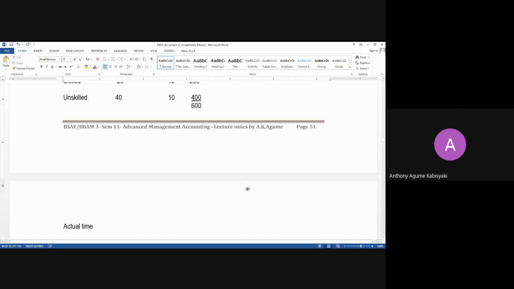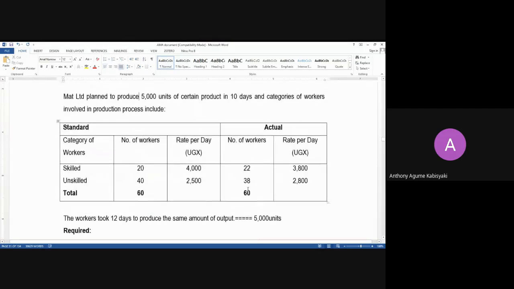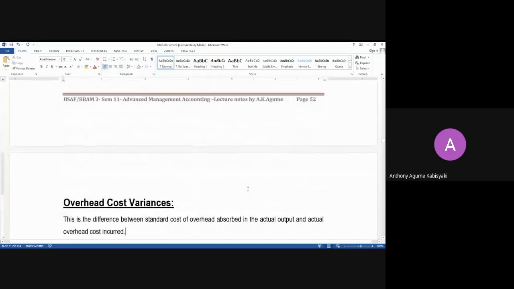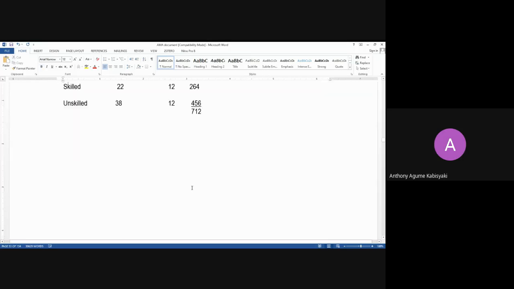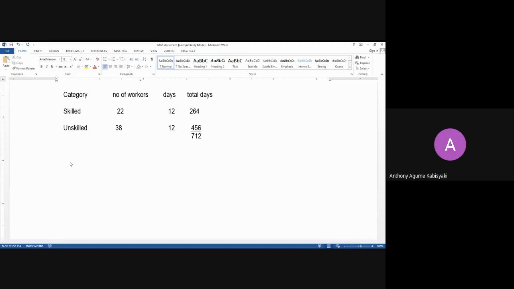So I have got the actual days and the standard days. Now, I'm computing my labor cost variance. I'm going to show you how we're going to do it, because I want to compute mix and yield. The total figure is 720, as I told you.